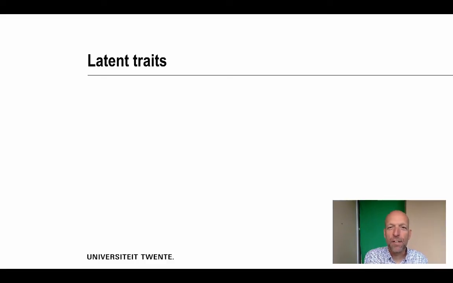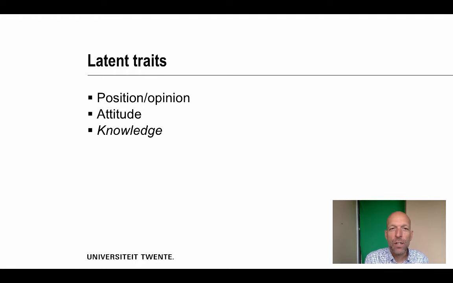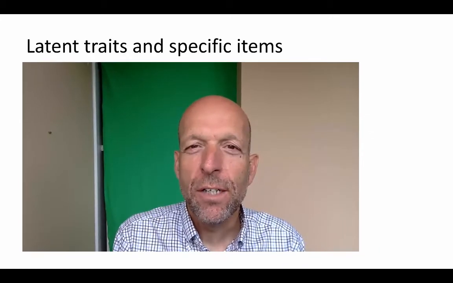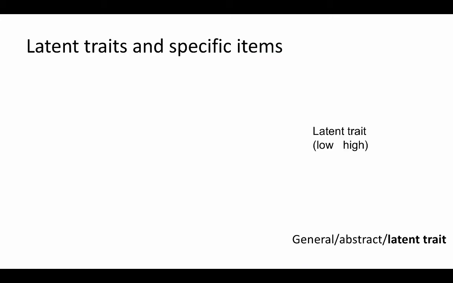In this micro lecture I want to introduce you to the idea of Guttman scales. In Guttman scales we try to measure latent traits, including the position or an opinion about a specific topic, the attitude you have, or the level of knowledge you have. And as example I will use the idea of having mathematical abilities. Very simple one, addition.